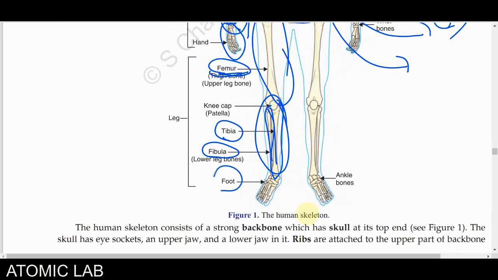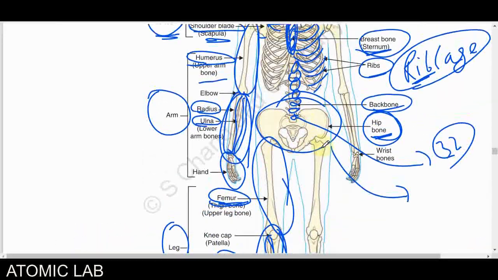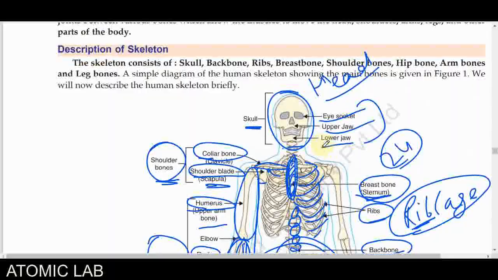And here you will see the foot. It is also made up of some different types of bones. यहाँ पर भी बहुत छोटी छोटी bones construct होती हैं. And this is the ankle bones, it is a complex structure of bones. So this is the part of our leg. So generally we classify a broad classification of our skeletal system.